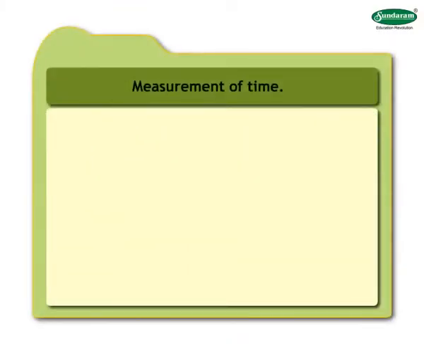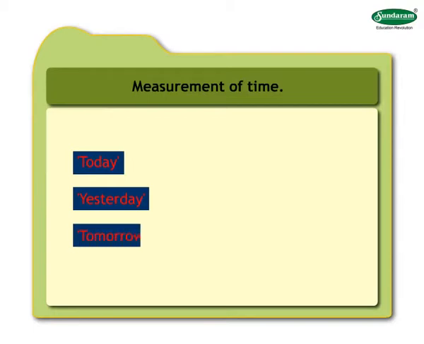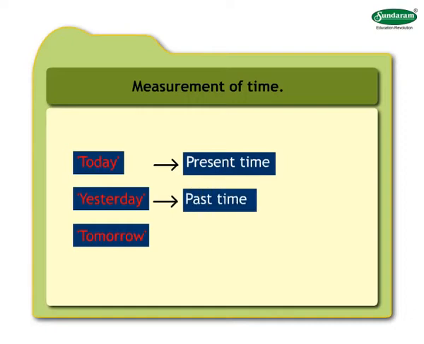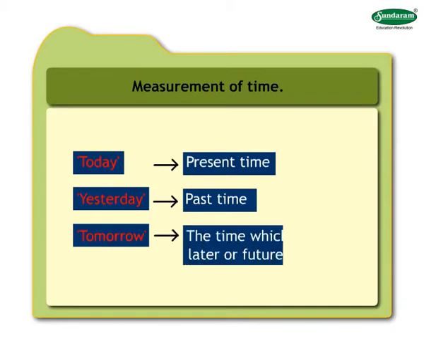Measurement of time. Measuring time with reference to the terms today, yesterday, and tomorrow. So children, even talking about the days of a week, we are actually measuring time. When we say today, we are talking about the present time. When we say yesterday, we are talking about the past time. And when we say tomorrow, we are talking about the time which will come later or future time.